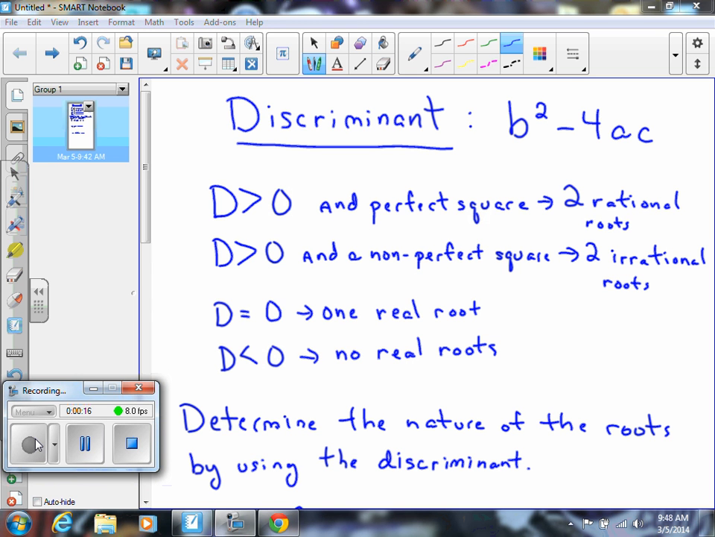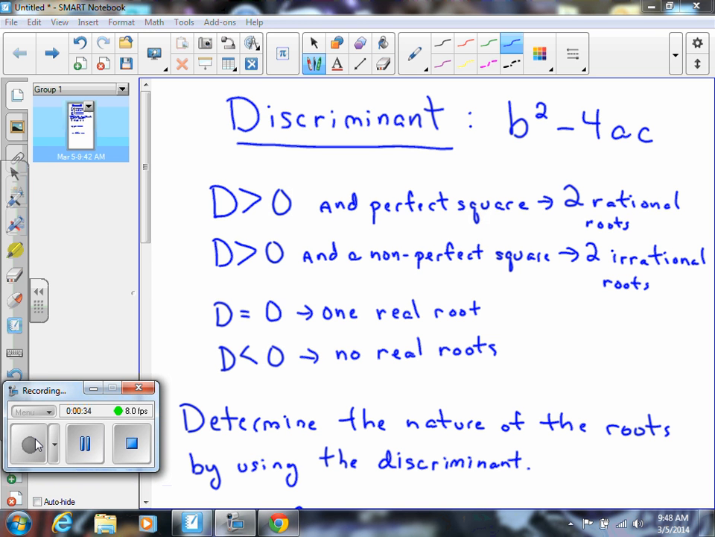The b, the a, and the c all come from the standard form formula of a quadratic, which is ax squared plus bx plus c equals 0. Now for the discriminant, as far as determining the nature of the roots, there's 4 possible solutions.